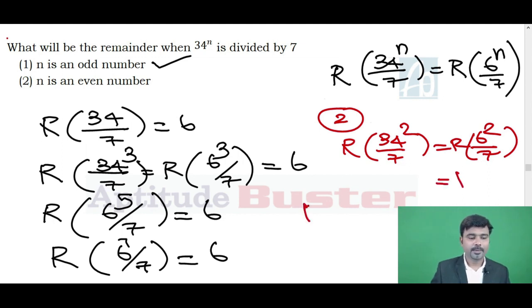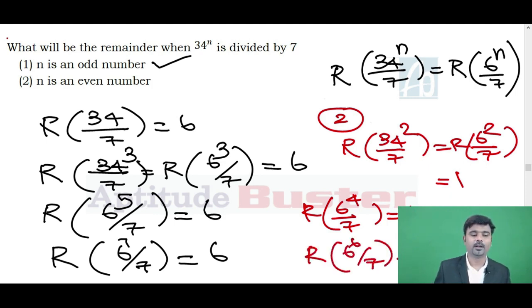Next one, 6 power 4, or we can say 34 power 4 divided by 7. What's the remainder? Remainder again 1. 6 power 6 divided by 7 gives remainder 1. From this clearly we can understand, if n is even, 34 power n divided by 7, always the remainder is 1. We get only the unique value, right?